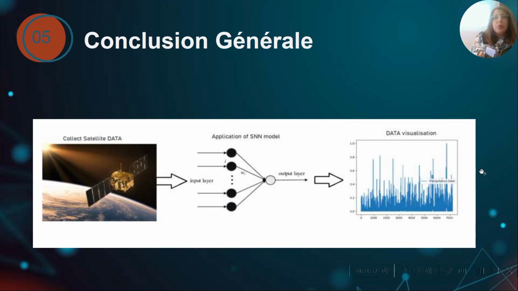So finally, we move to the conclusion and say that we have data from satellites. After that, we have to process them with a neural network or specific technique and get the prediction of rainfall, whether it will rain tomorrow or not. And thank you very much.